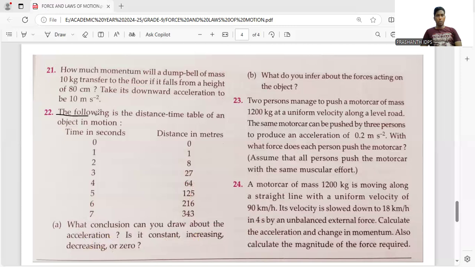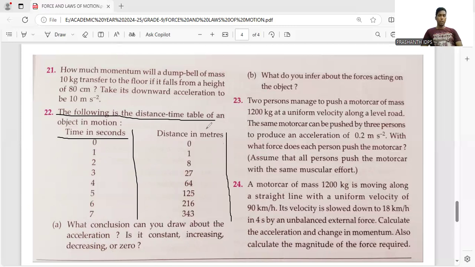The next question is, the following is the distance-time table of an object in motion. Here all these side time values are given, and this is the distance in meters.